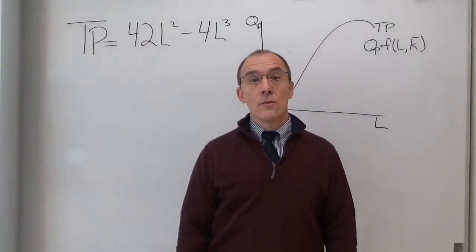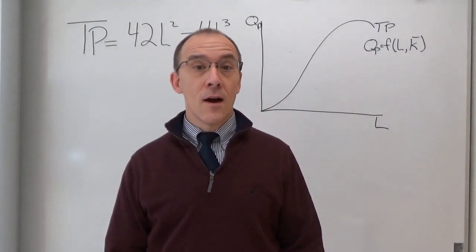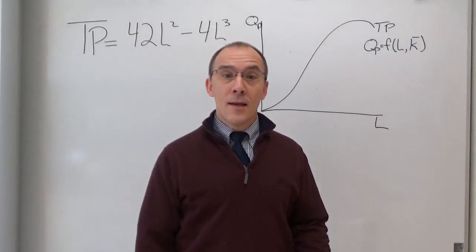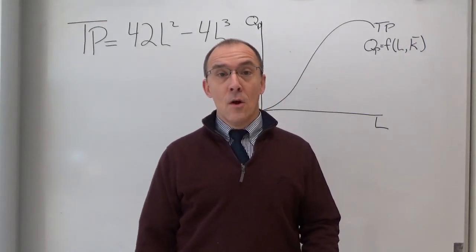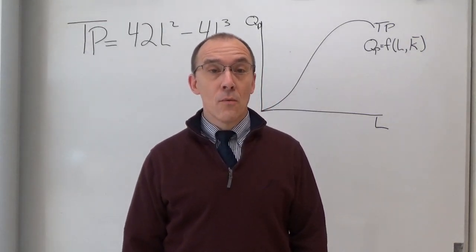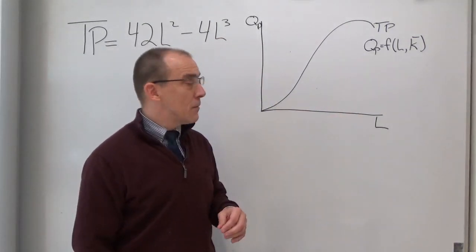Hello, this is a short little video on short-run production functions and using calculus to find the point of negative returns and the point of diminishing marginal returns. Basically what we're going to be doing here is looking at a short-run production function, illustrated by this curve.